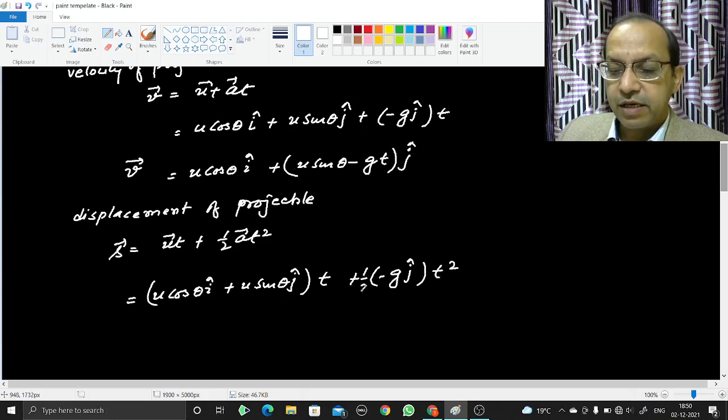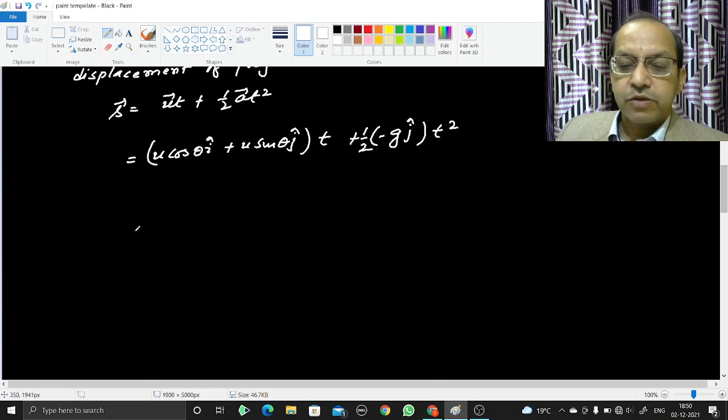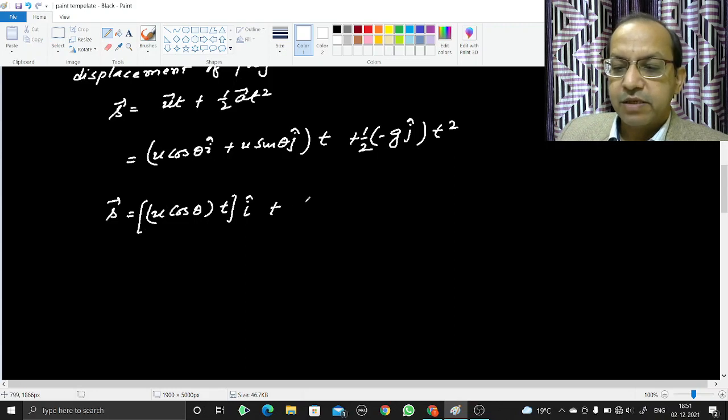So half is here. So s will be equal to u cos theta i cap, this j cap and j cap here. So it will be u cos theta into t, it is i cap, plus u sin theta into t minus half g t square j cap. So it is x component, it is y component.